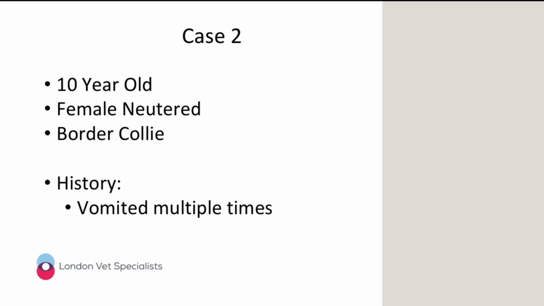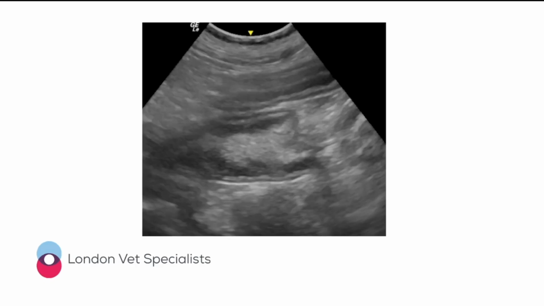So case number 2 is a 10-year-old female neutered border collie. It's presented to you because it's vomited multiple times. So again, let's just take a little look at some of the ultrasound images that we acquired for this patient. So this is an image taken from the mid-abdomen. It's showing a couple of loops of small bowel. So this one in the far field is a little bit bigger than this one in the near field, but there's not really much in it.